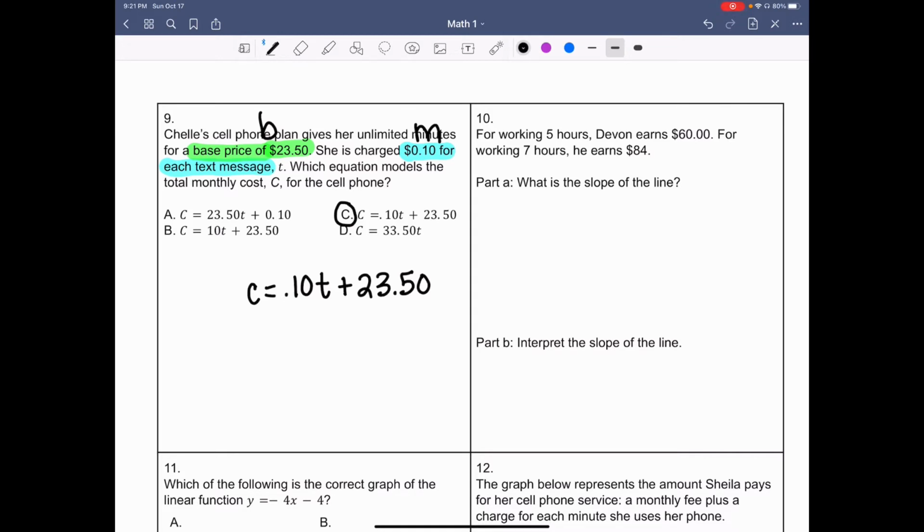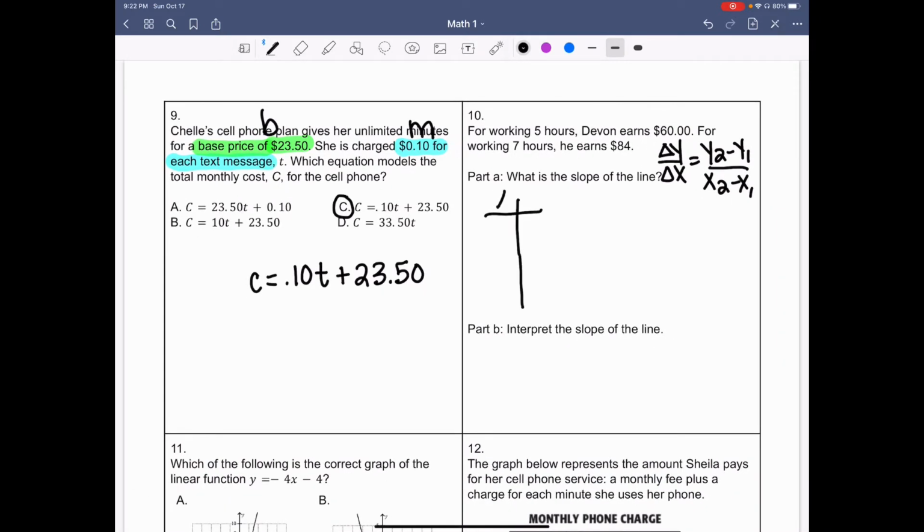All right, so for number 10, it says, for working 5 hours, Devin earns $60. For working 7 hours, he earns $84. What's the slope? So to find the slope, we're going to be looking for the change in y over the change in x, the rate of change, which is y2 minus y1 over x2 minus x1. So we're going to make a table here, and we have 5 hours for $60 and 7 hours for $84. So this is going to be 84 minus 60 divided by 7 minus 5, which is going to be 16 divided by 2, and that gives me 8.